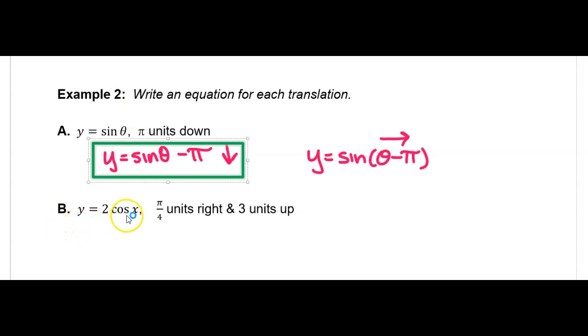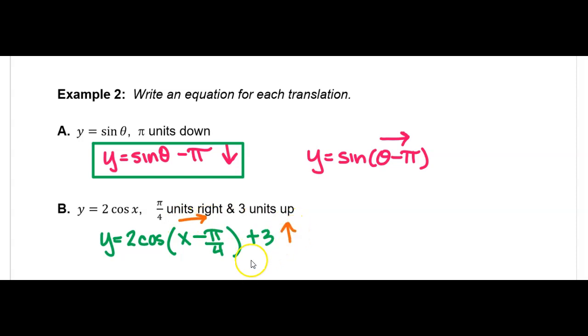All right, go ahead and try out example B: 2 times the cosine of x shifted pi over 4 units right and 3 units up. Pause the video and try it out. If we want to go pi over 4 units to the right, we're going to have to do x minus pi over 4, because it's always minus the horizontal translation, and then up 3. We're going to be going to the right pi over 4, and 3 units up.